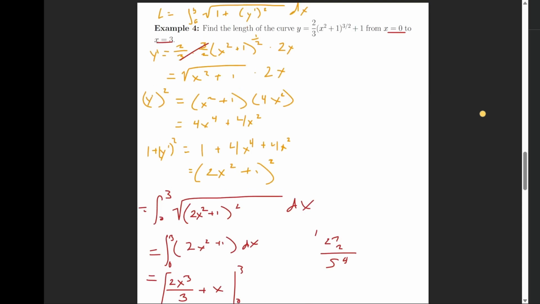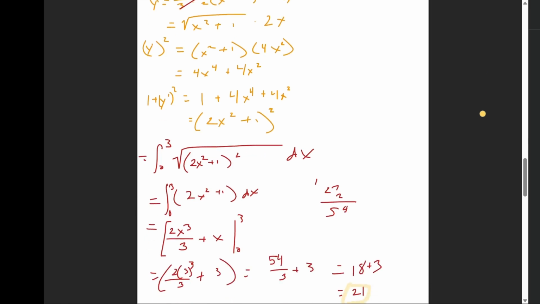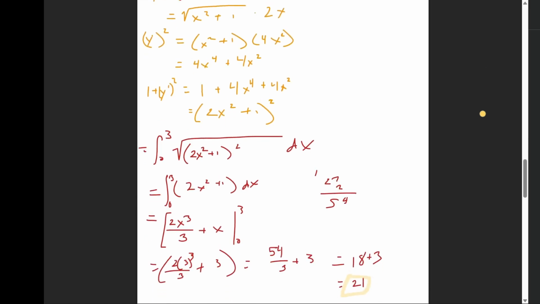Yippee! Okay, I'll let you look at that for a second. So yeah, arc length, not too bad. You just gotta memorize the formula, and then think real hard about how to manipulate whatever equation you have to fit that formula.